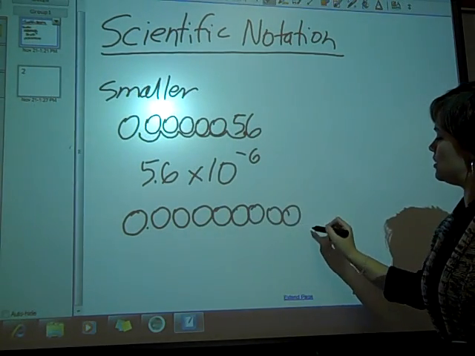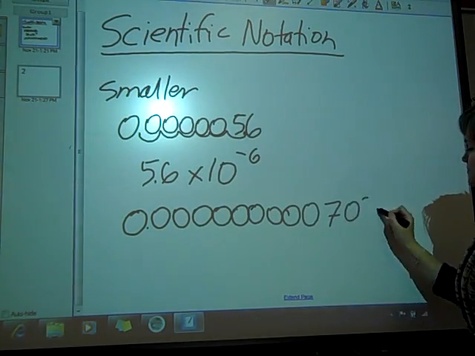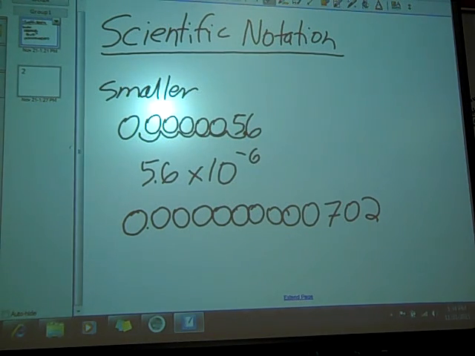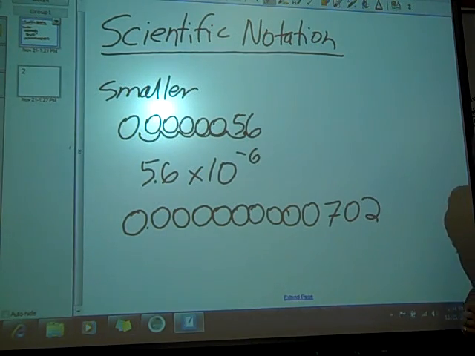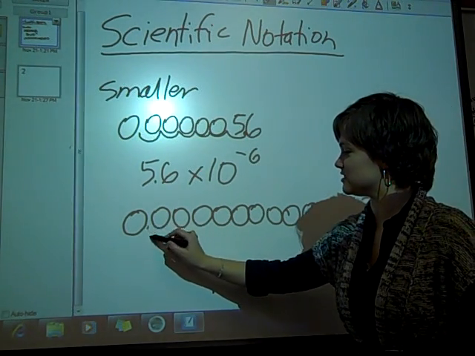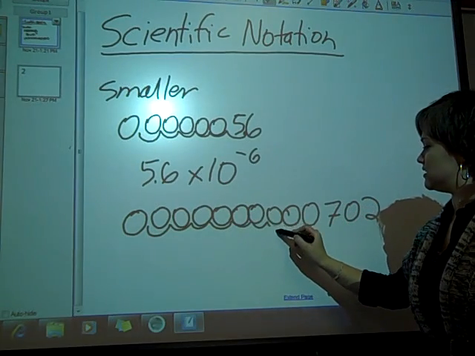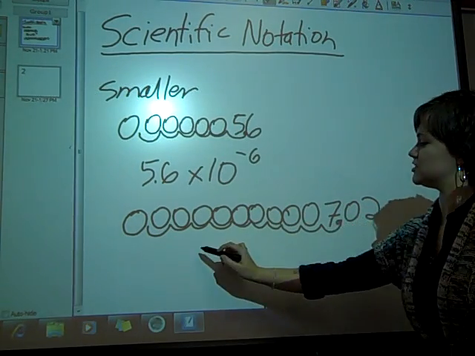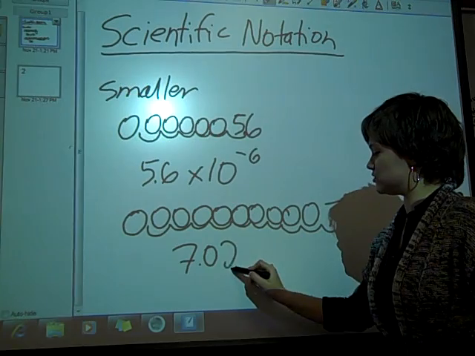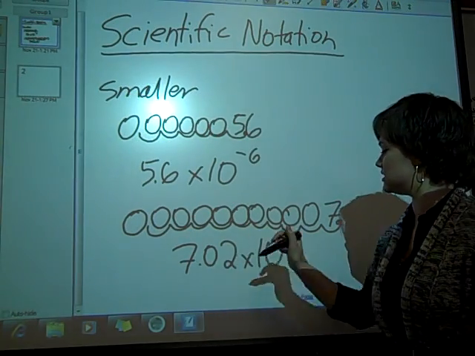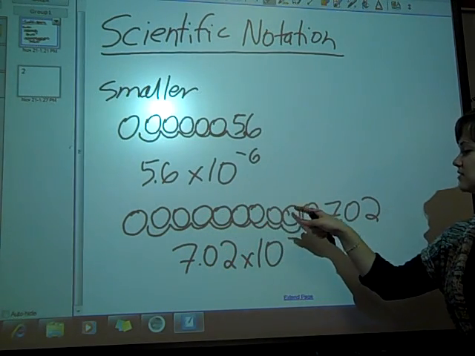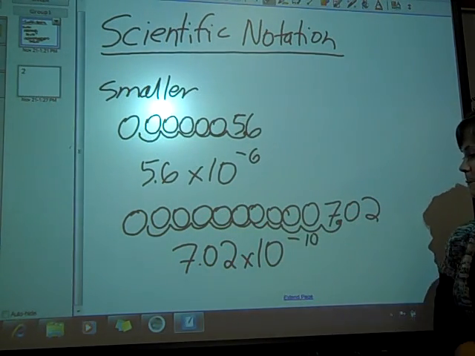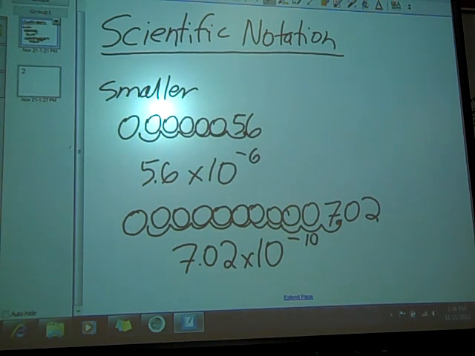Do an even smaller number there. Same deal. We are going to take that decimal and bounce it until one non-zero number is in front of that decimal. Onward we march. 7.02 times 10 to the negative, since this is a decimal, 1, 2, 3, 4, 5, 6, 7, 8, 9, 10th. 7.02 times 10 to the negative 10th.